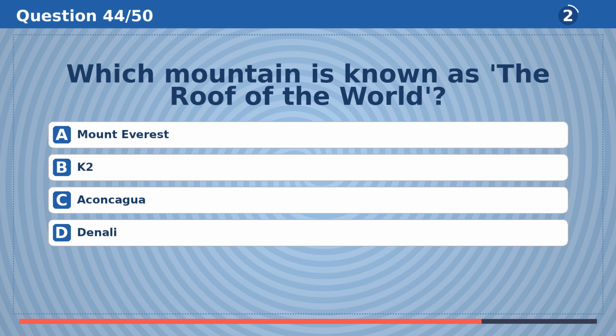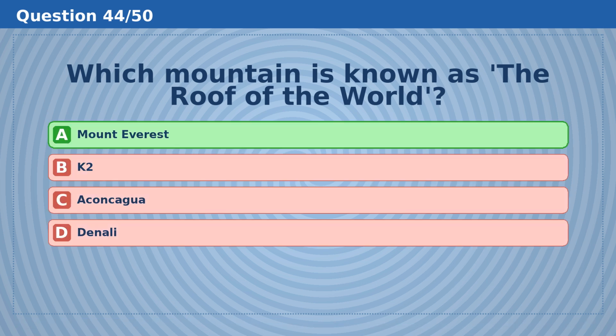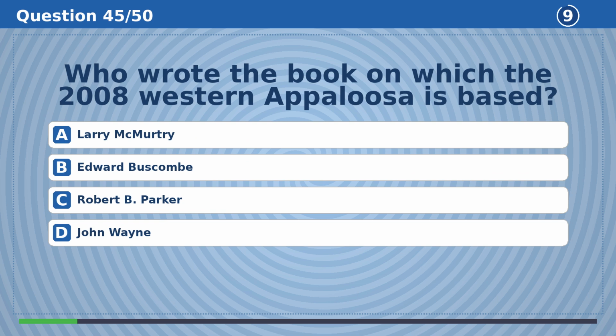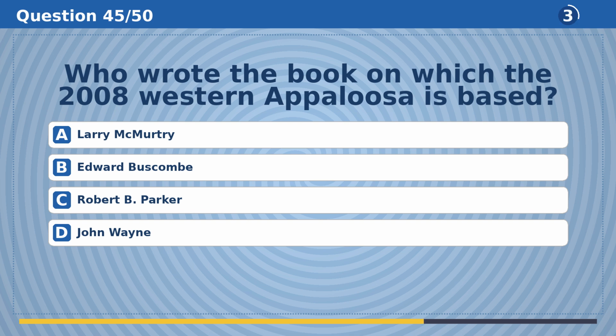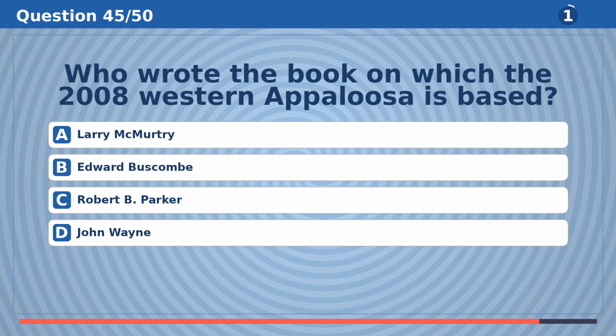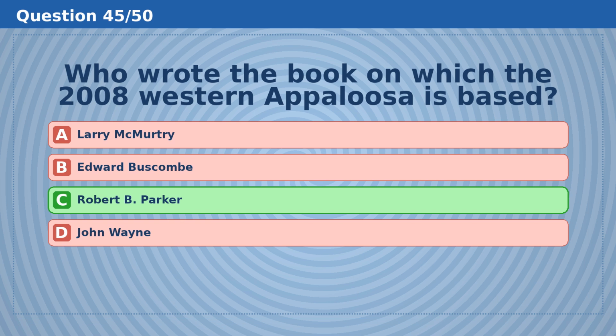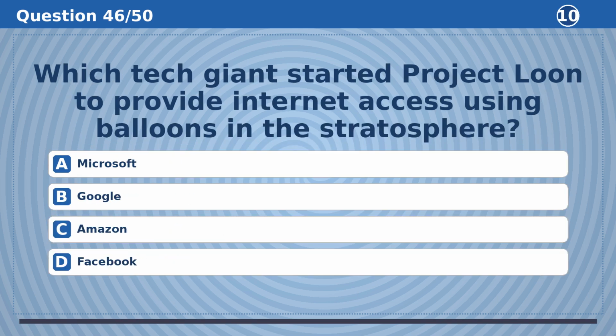Which mountain is known as the roof of the world? The answer is A. Mount Everest. Who wrote the book on which the 2008 Western Appaloosa is based? The answer is C. Robert B. Hooker.